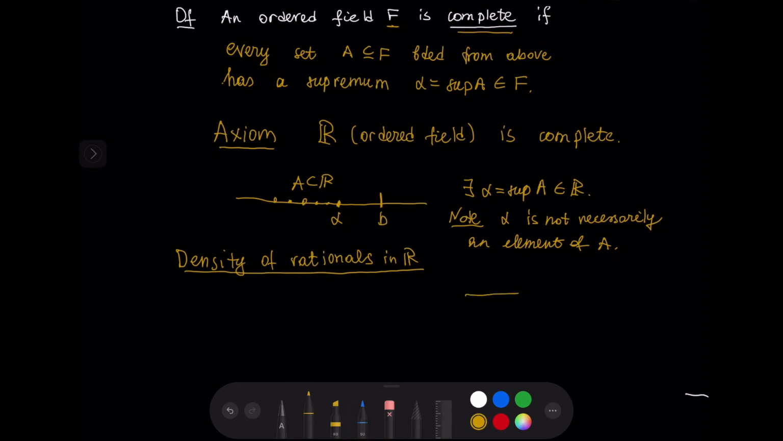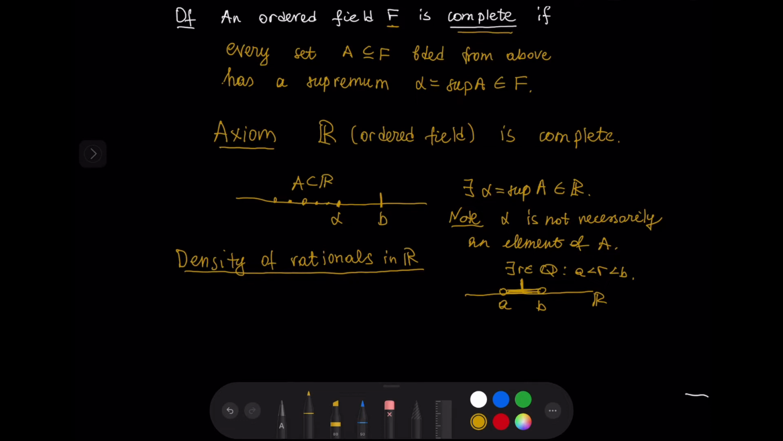So it turns out that if we take any open interval AB that is a subset of R, it will always have a rational number in it. So there will always exist r in Q such that r is between a and b. So let us state this formally.